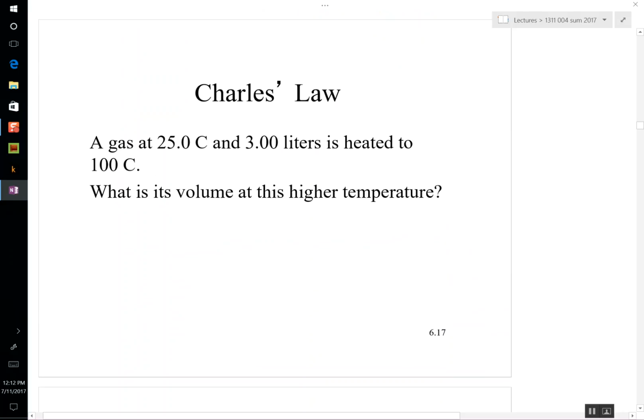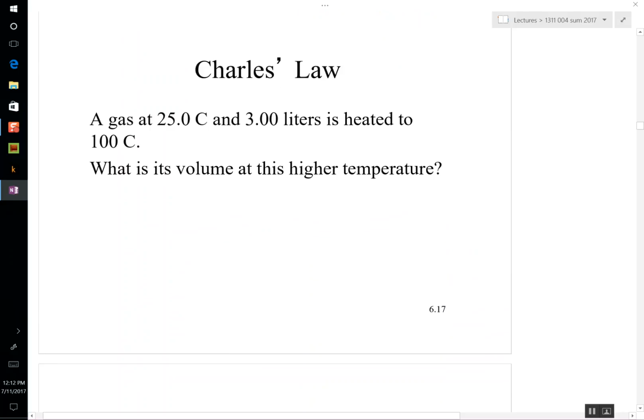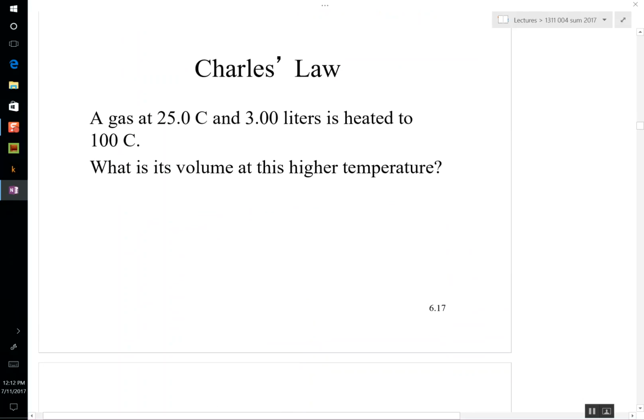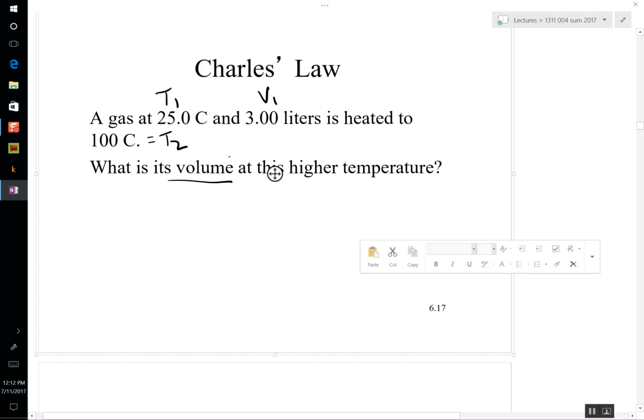All right, now let me do this problem, and this will prove an important point that will be helpful to you throughout the gas law problems you solve. A gas at that temperature, T1, and this volume, V1, is heated to T2. What is the volume at this higher temperature? V2 is your unknown.